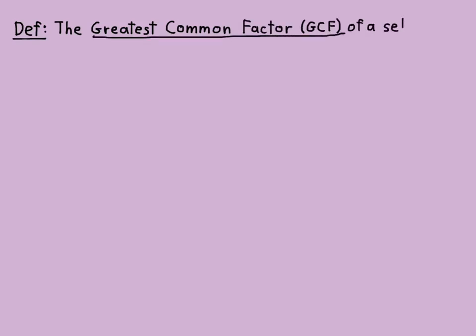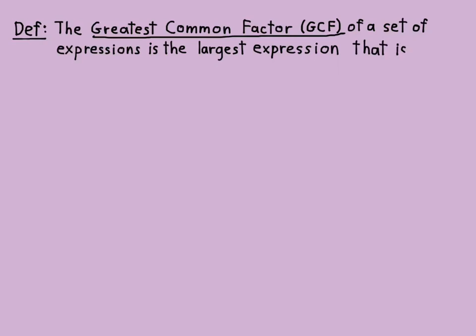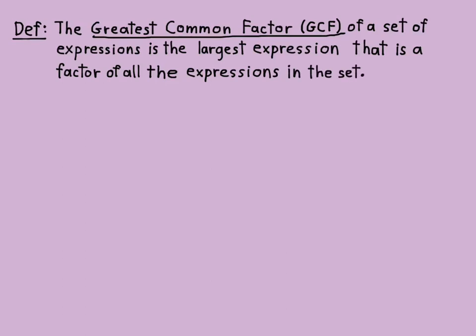Okay, so now for the greatest common factor, our definition is: the greatest common factor, or GCF, of a set of expressions is the largest expression that is a factor of all the expressions in the set. So that might seem a little confusing, but of course we'll look at examples to parse out what this means. So suppose we have this set of three numbers, 30, 6, and 48.